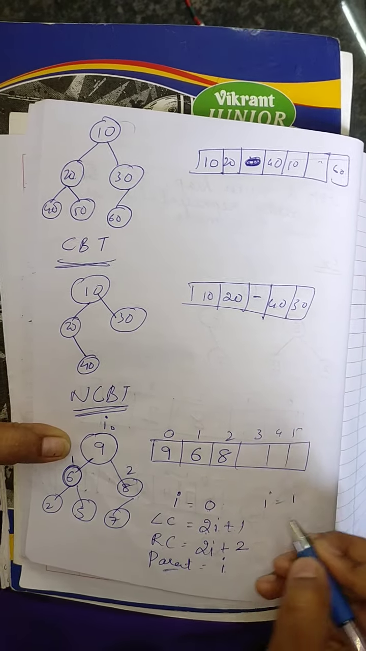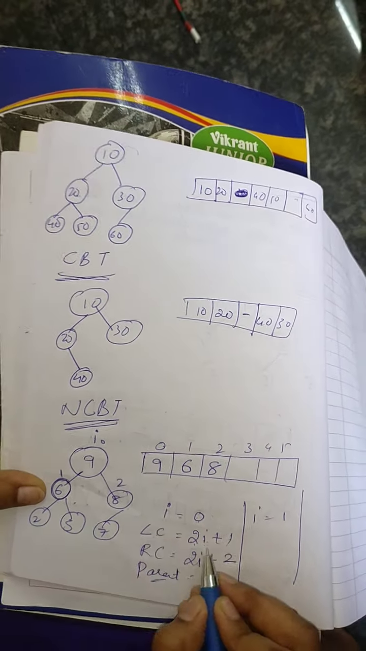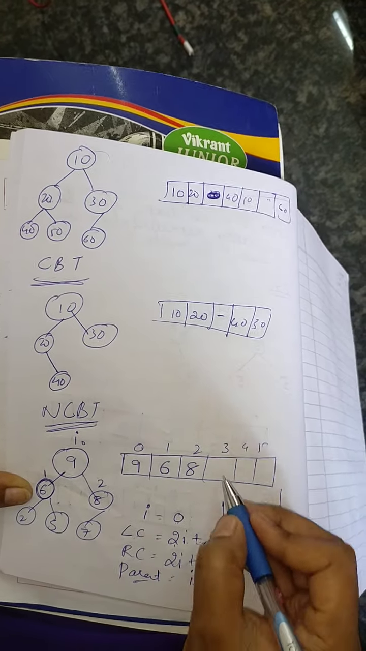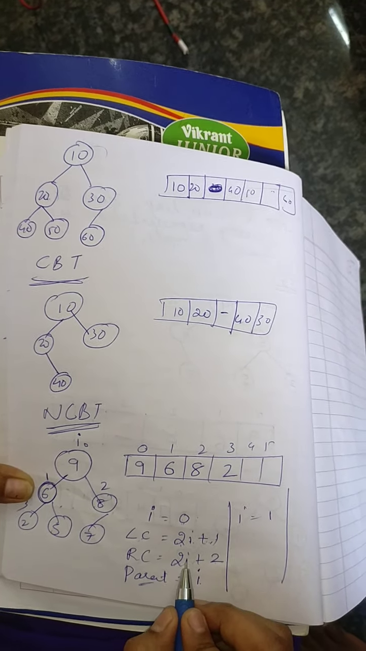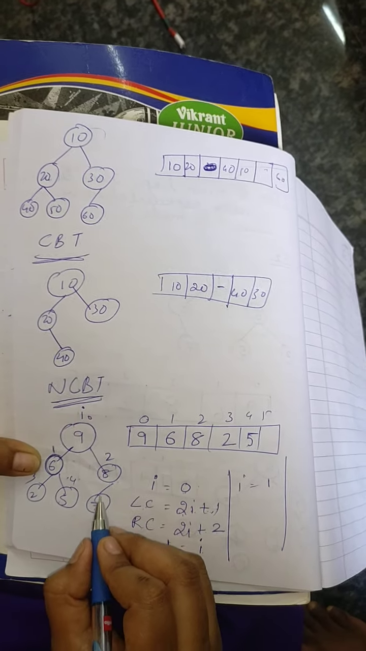Now i is equal to 1. What happens? i is equal to 1. I want to find the left hand child. That is 2 into 1, that is 2. 2 plus 1 is 3. What is 3 now? That is this one. Again, the right hand child: this 2 into 1 is 2, 2 plus 2 is 4. That is 5. Next I'll go this side.